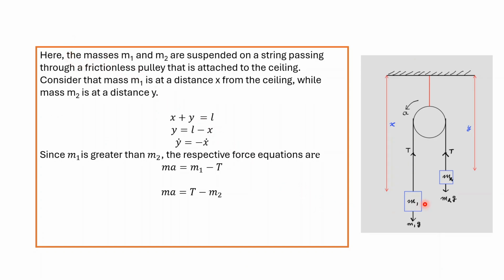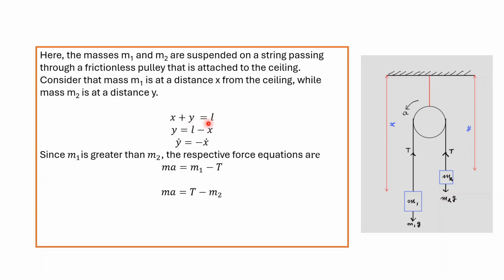Here the masses M1 and M2 are suspended on a string passing through a frictionless pulley that is attached to the ceiling. Consider that mass M1 is at a distance x from the ceiling, while mass M2 is at a distance y from the ceiling. If you add these two values x and y, we get a constant. x plus y equal to constant.